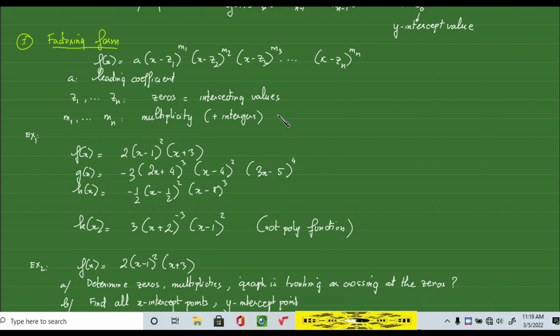So if the multiplicity, which is the m value, is even, then it will be touching. And if the m value is odd, then it will be crossing. By crossing, I mean the graph crosses the x-axis. By touching, I mean the graph will be touching the x-axis. And this is where we're talking about a graph.